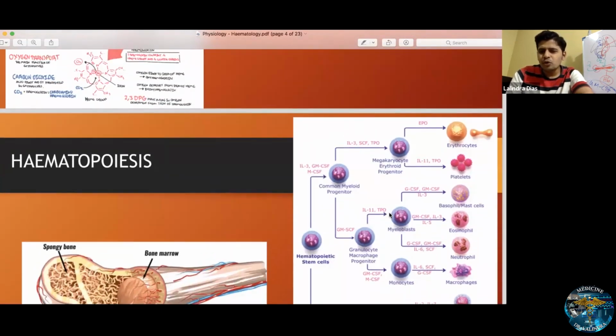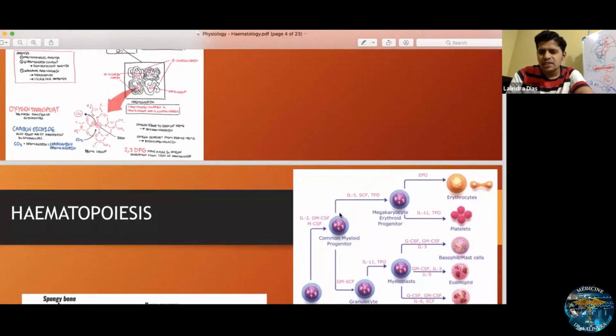Right? From the progenitor cell, you have development of this erythroid progenitor cell. Erythroid means the red cell precursor. From the erythroid progenitor cells, we call it megakaryocyte erythroid progenitor cell. In one pathway, with the help of erythropoietin, you produce what are called erythrocytes or the red cells. And the other pathway, with the help of thrombopoietin, you produce what is called platelets. So erythropoietin will produce erythrocytes and thrombopoietin will produce platelets.